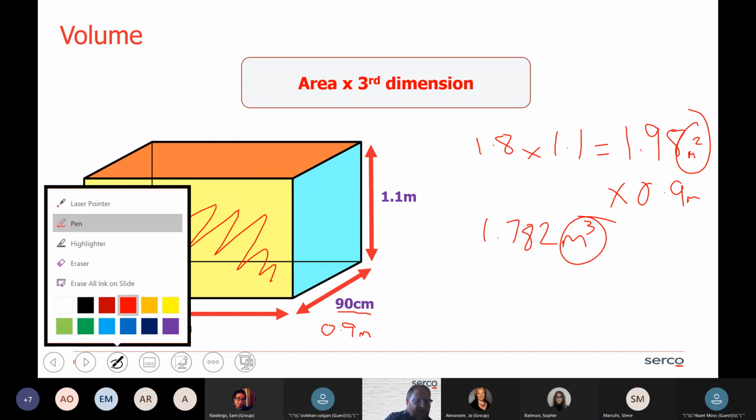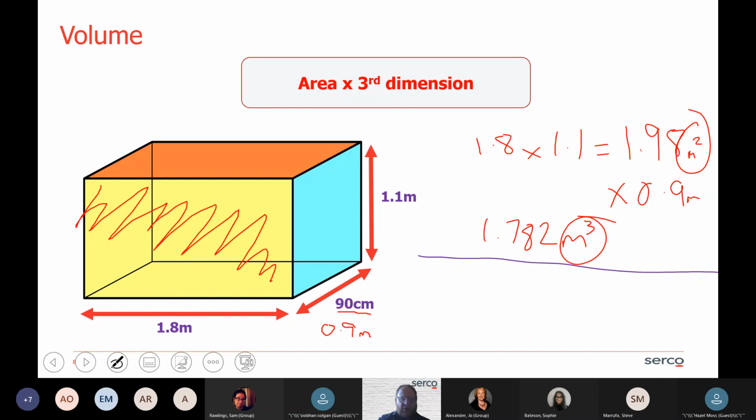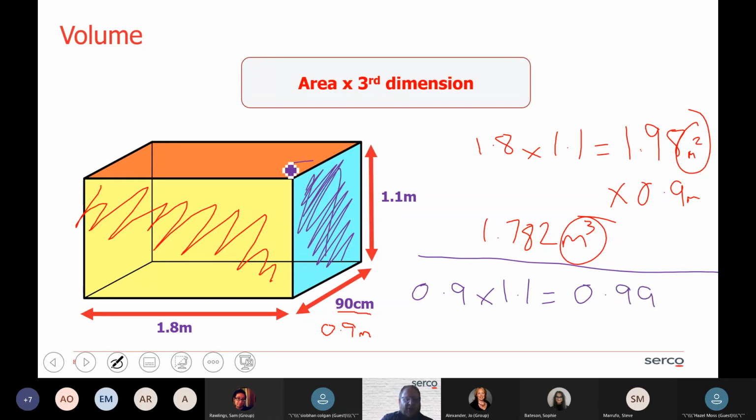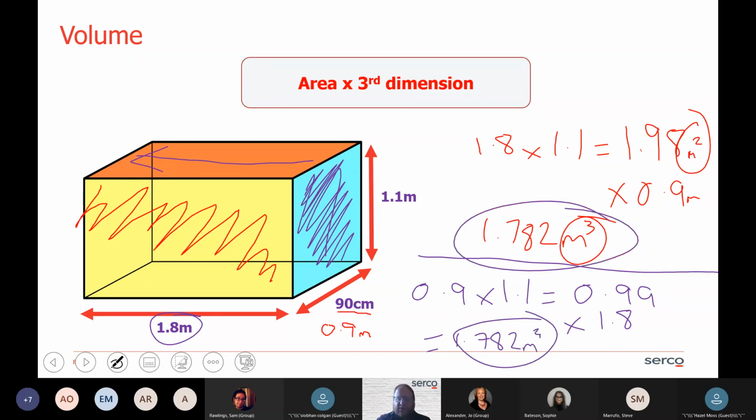The beauty for a nice shape like this is, if we want to, we could instead work out this bluey, greeny flat side here. Well, if we look, that is 0.9 meters, and it goes up by 1.1. So we'll do 0.9 times 1.1, which is 0.99. And then we need to find how far it goes back that way. Well, that's 1.8 meters. So if we times that by 1.8, we should get 1.782. If you do that on your screen, you can check. Exactly the same answer, cubed. Two answers the same.